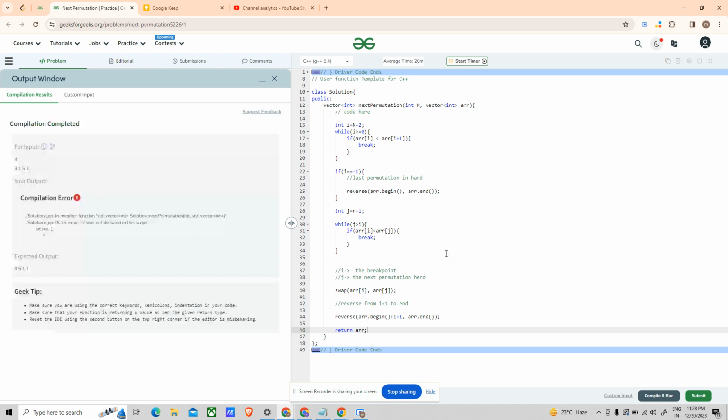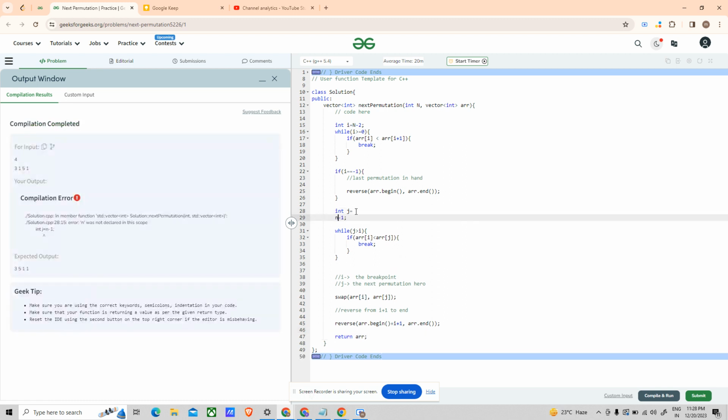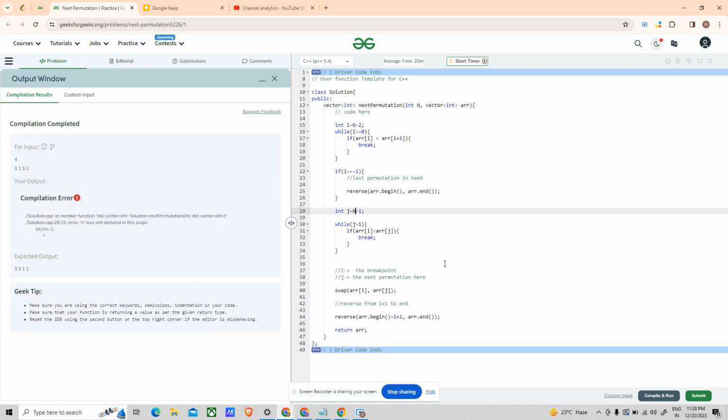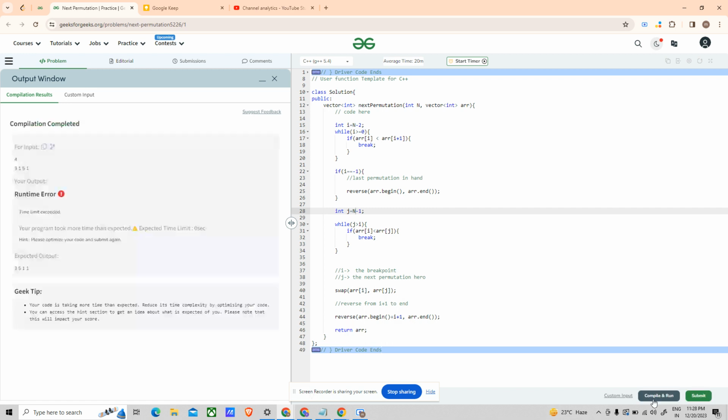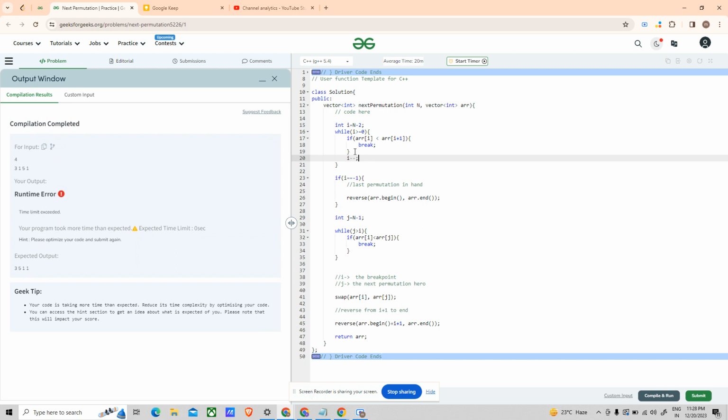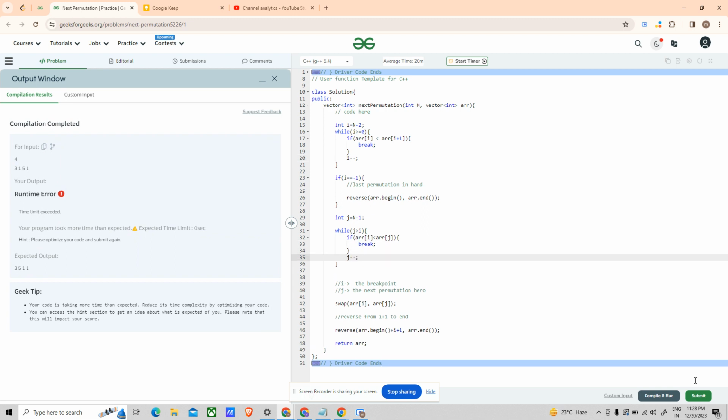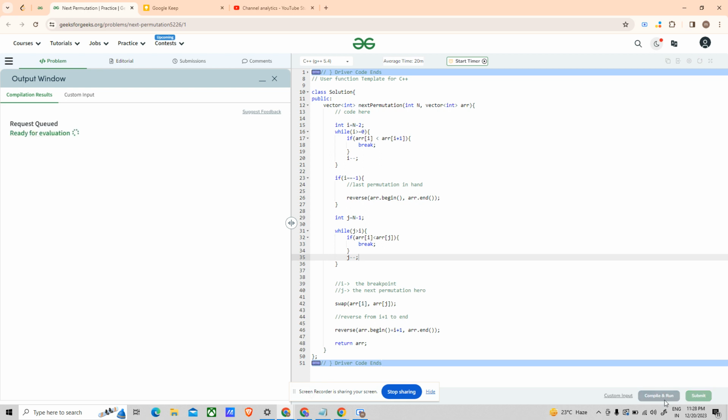Oh, this is the case always. Error committed. Classic capitals mistake. Pray to God. No other errors. Time limit exceeded. Okay, I've used a while loop here and I've not incremented or decremented them. Sorry guys. I should not have done that. Okay, it's working fine. The compile run works. Let's try to submit.